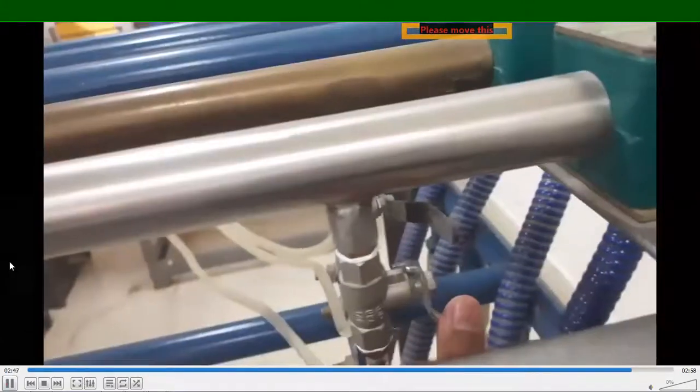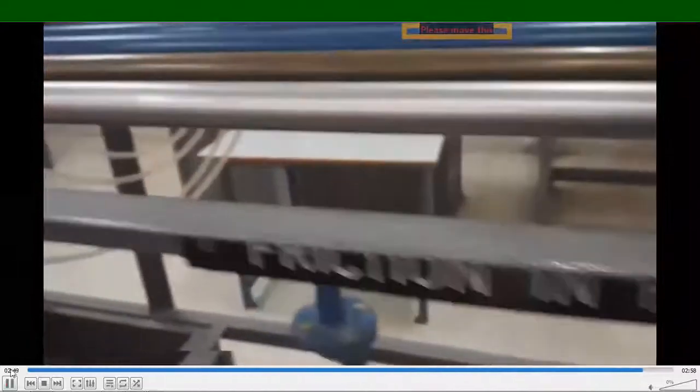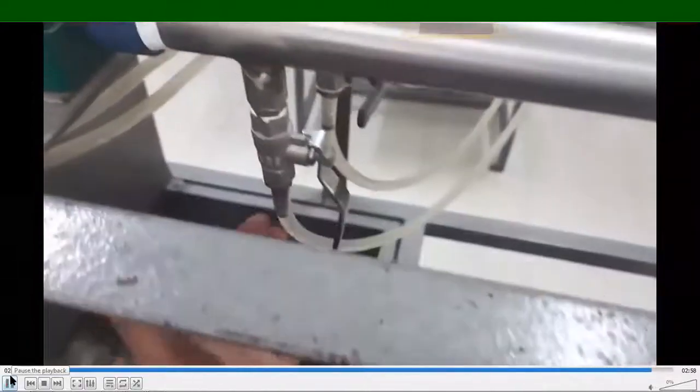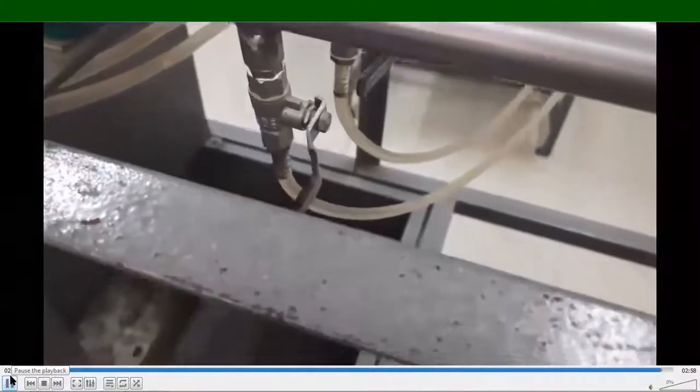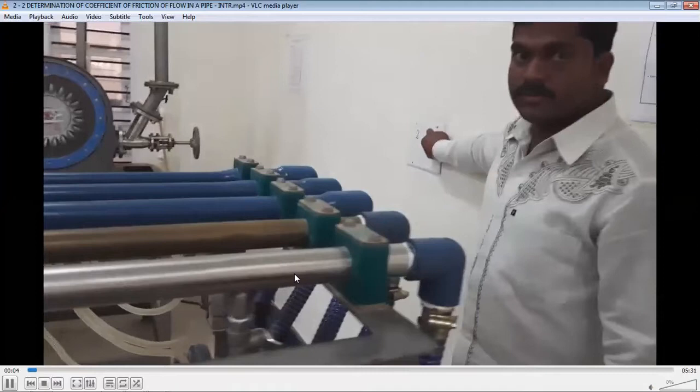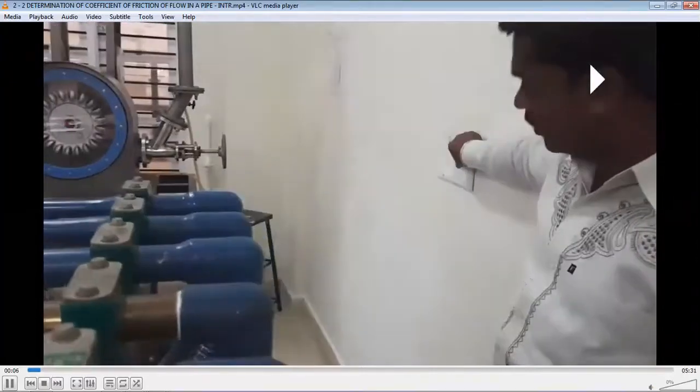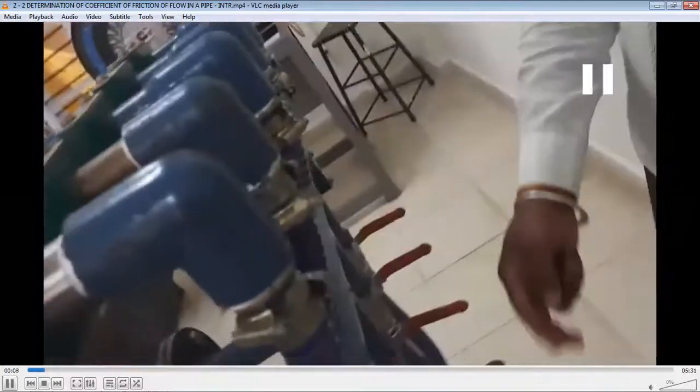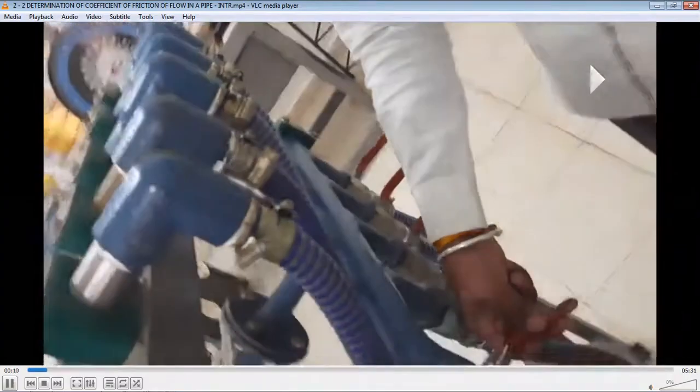At the same time, you should switch this on also, open that also. Okay, this is the demo of the experiment. We will conduct one trial reading here. See, now we are going to switch on the mains. Later, for whichever experiment you are doing, you open that experiment's valve.